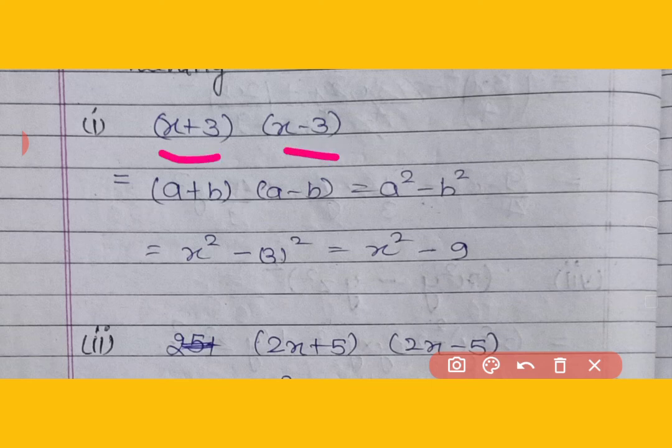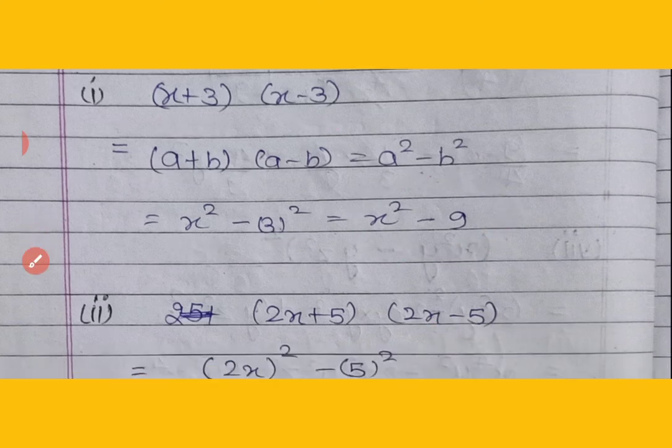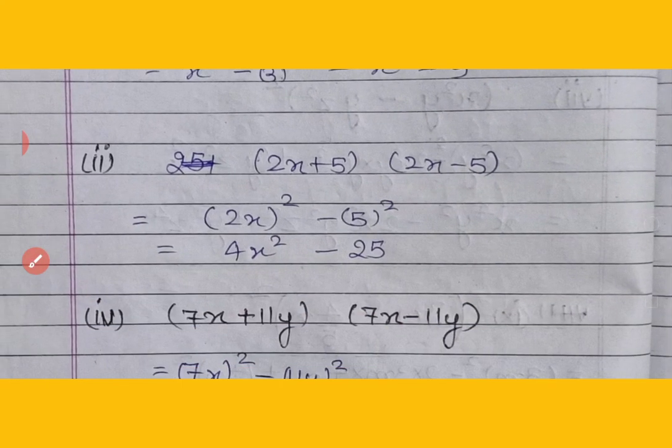So it can be written here: a square means x square, minus b square means minus 3 square. x square will remain x square and 3 square becomes 9. So our answer will come x square minus 9. For better understanding, we are going to solve some other similar questions.